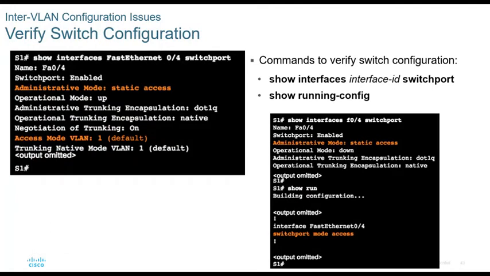Okay? So to verify switch configuration, we have this useful command: show interfaces, the port that you want to check, and then switchport. Alright? So ganun lang siya. When you issue that, for example for this particular port, it will tell you if the switch port is enabled and what mode it is running. So in this case, it is static access. Alright?